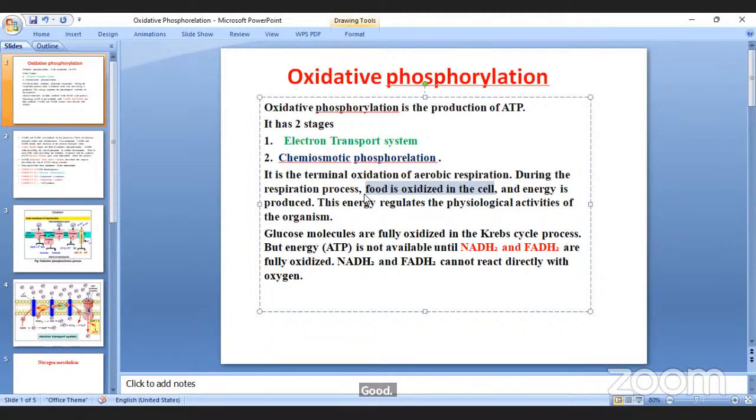Now, the already formed NADH2 and FADH2 are completely oxidized. This oxidation takes place inside the cell, especially in the mitochondria, in the matrix and inner membrane. As a result, energy is produced. So for one glucose molecule to be completely oxidized, glycolysis and Krebs cycle are involved.